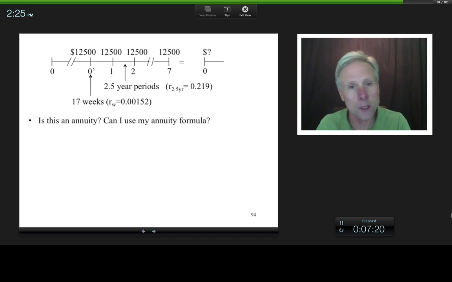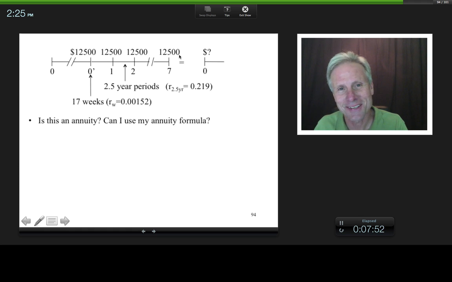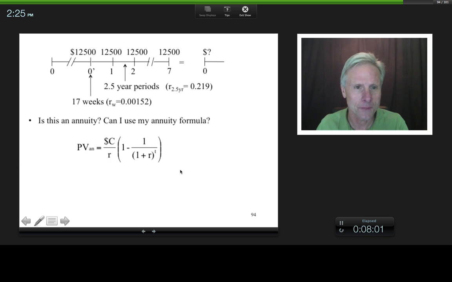Okay, so now we can go back to the problem. So here we have today, 0, and 17 weeks from today. We now know the effective weekly rate is that much, 0.00152. These are 2.5-year periods. We have a total of 10 of them beginning 17 weeks from today. We now know the effective 2.5-year rate is 0.219. So I'll start off with this. Is this an annuity, all the 12,500s? They are, right? Equal cash flows between equal time periods over a finite period of time. So can I use my annuity formula? Sure. So there's my annuity formula, okay?